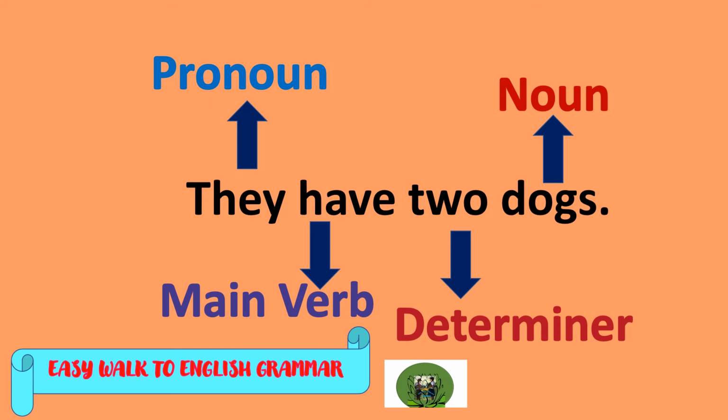You can understand this only if you know thoroughly well about main verbs and auxiliary verbs. In our channel Easy Walk to English Grammar, there is another video related to main verbs and auxiliary verbs. If you please, you can visit the channel and watch the video. And coming back to our point here, I think you understood what I meant to tell you here.